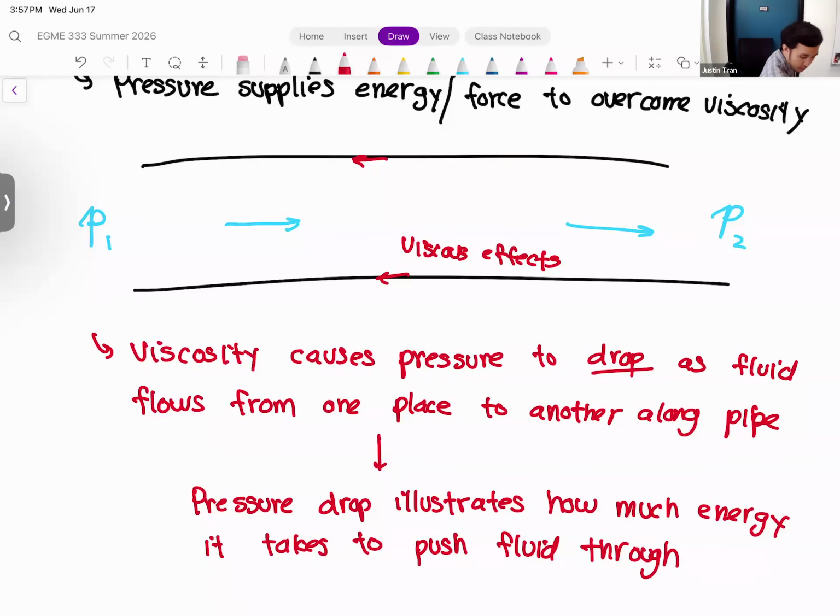Okay. And so for that reason, one thing that we're going to be interested in a lot. So let's say you're designing a piping system for an engineering application, you're doing a calculation. Pressure drop is almost always going to be something that we're interested in because we need to know it, because that tells us maybe the strength of the pump that we need to apply. Okay.